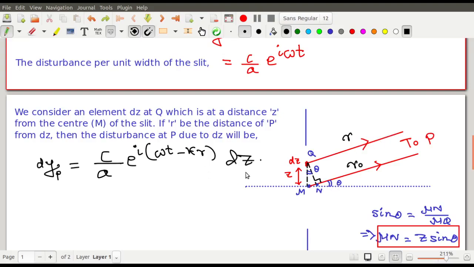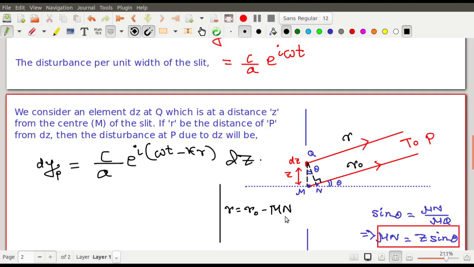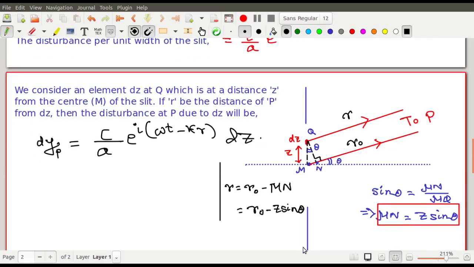So if I call it some limit, here I can write that r is equal to what? So r is equal to r0 minus mn, can I write that? r equals r0 minus mn. This is r0, and if I subtract this mn part, then you get the same thing. Got it? So from r0 you subtract the mn part, and that is the path difference between these two rays. So I can write it as r0 minus z sin theta. I write it r0 minus z sin theta.